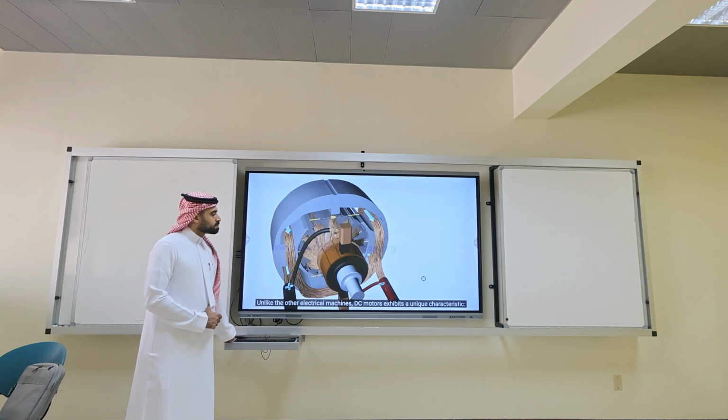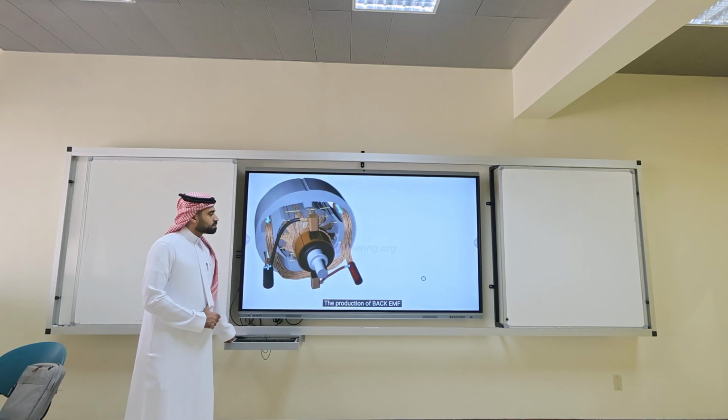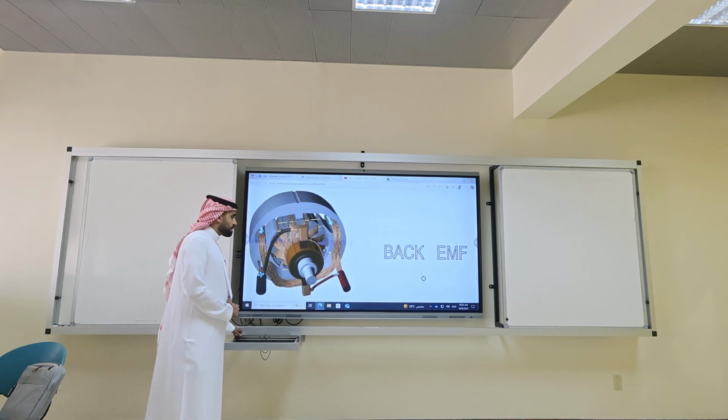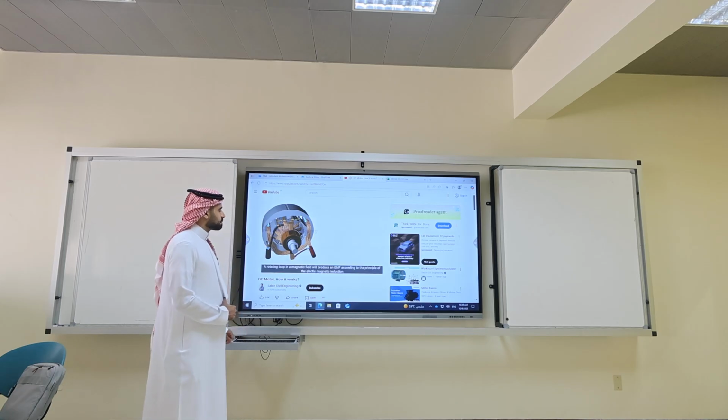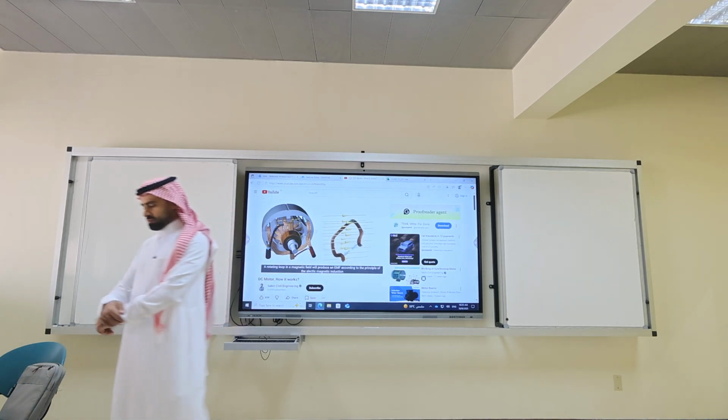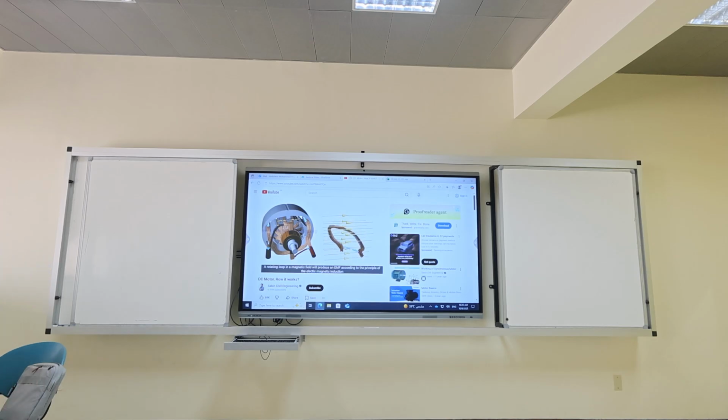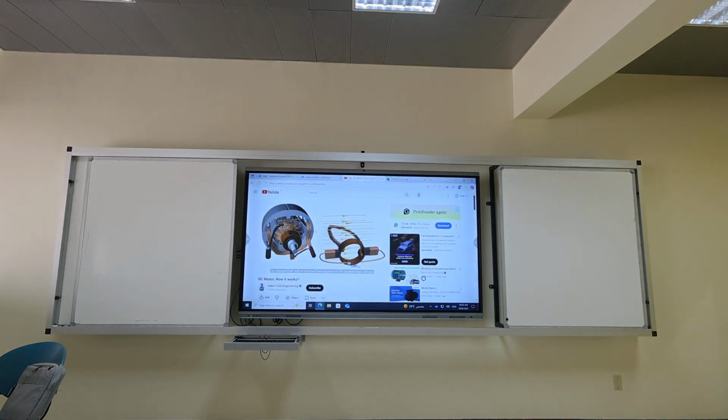Unlike the other electrical machines, DC motors exhibit a unique characteristic, the production of back EMF. I'm not going to talk about back EMF in detail, but basically a rotating loop in magnetic fields will produce an EMF according to the principle of electromagnetic induction. The case of rotating armature loops is also the same. An internal EMF will be induced that opposes the applied input voltage. The back EMF reduces armature current by a large amount. Back EMF is proportional to the speed of the rotor.